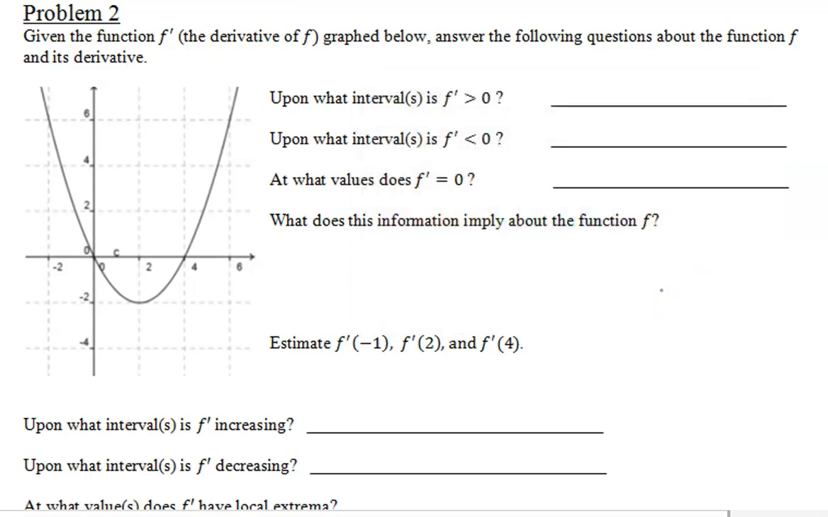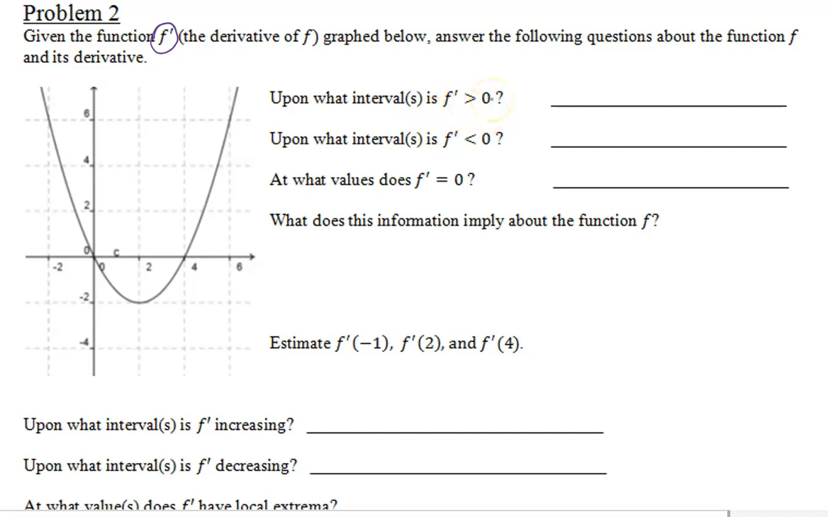Okay, so this is the second problem. It looks similar to the first, but it is different, and we need to be really careful about the description. So it says, given the function f prime. So now we are looking at the graph of the derivative of some function f, and we want to answer these questions. So upon what intervals is f prime positive?